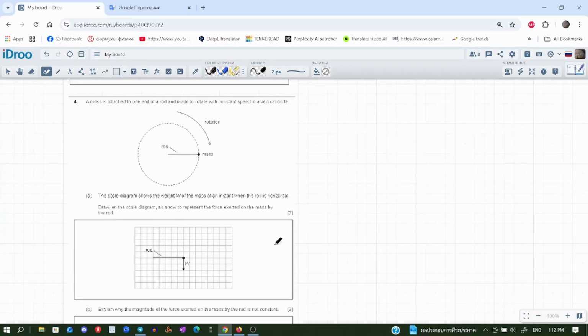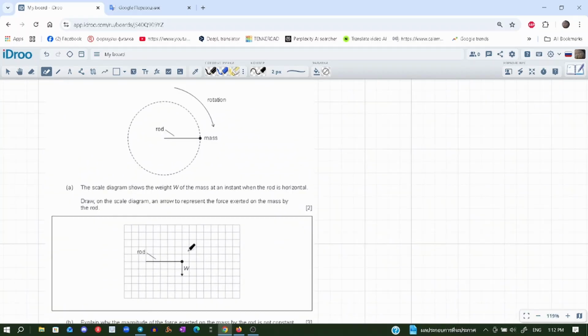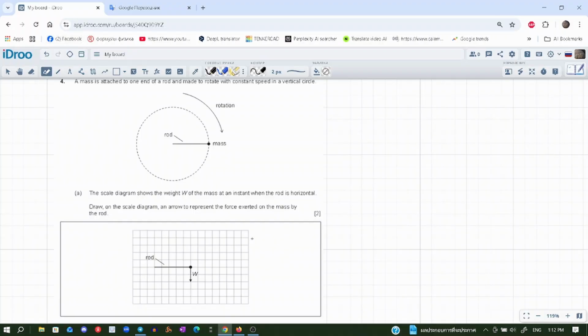I think it's obvious that this force will be directed somehow like this. So it has to have the same vertical component as the weight, two squares, and we are not sure about the horizontal length, so we can make it as we want. For example, we can make it like this, right?